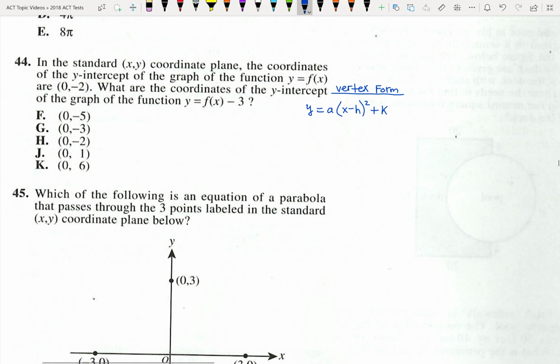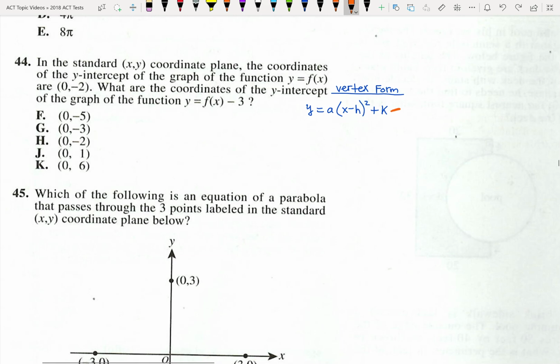On number 44, this question's all about translations, and for most of us, we learn about this for the first time, maybe in Algebra 1 or Algebra 2, and you typically do it with parabolas first, and we call it vertex form. Hopefully you remember that. The h kind of moves it left and right, and the k moves it up and down.